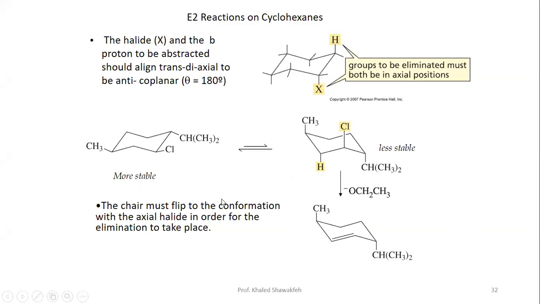So the chair must flip to the conformation with an axial halide in order for elimination to take place. So بحالات اللي بتشوف فيها cyclic, always think of having the halogen on an axial وتطلع على hydrogen axial next to it.